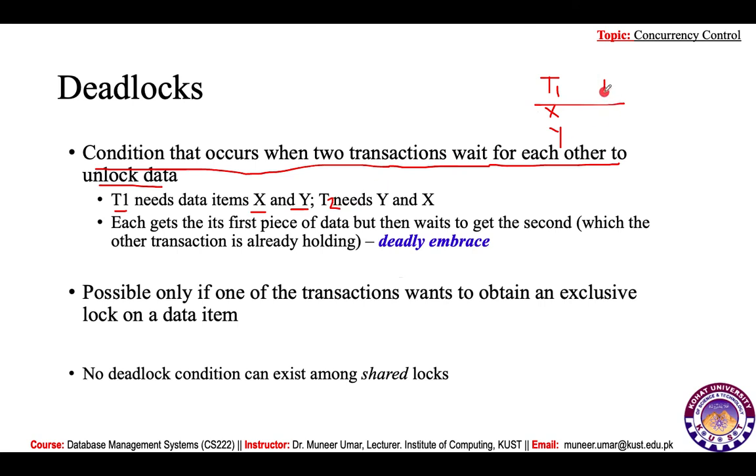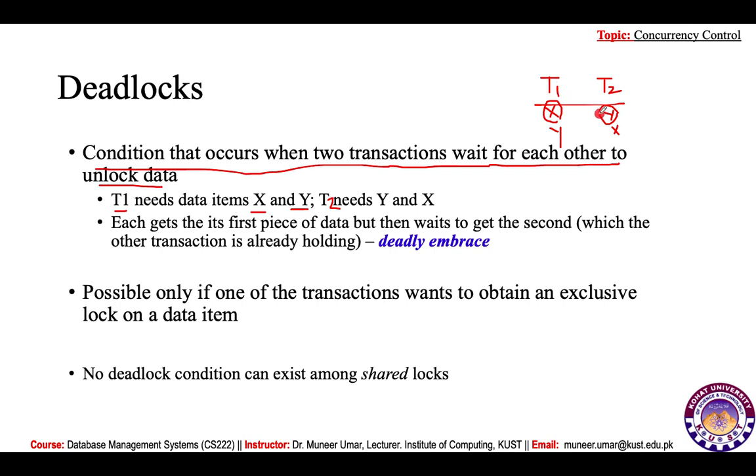T2 needs Y and then X. These X and Y are fields in the database. These could be some rows or some values under the attributes in particular rows. So each gets the first piece of data but then waits to get the second, which the other transaction is already holding. Now here X is given to T1 and Y is given to T2.